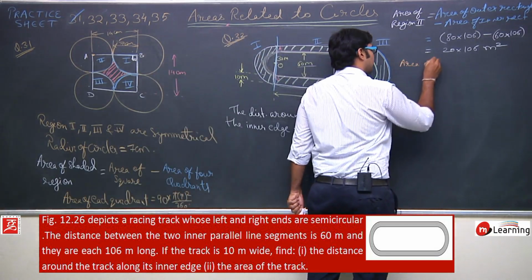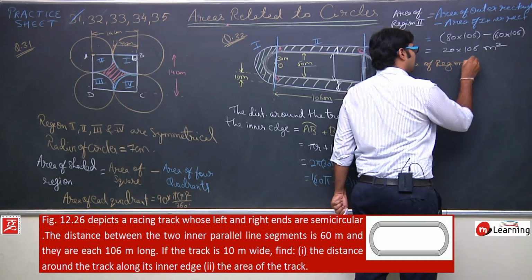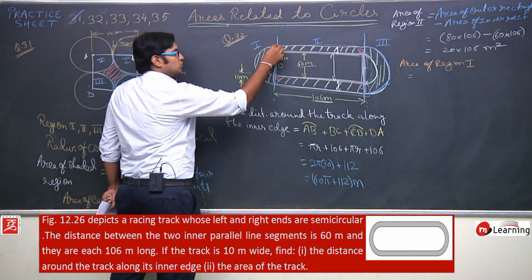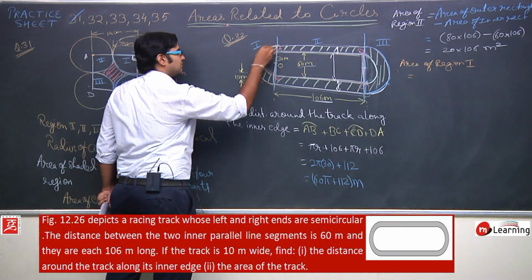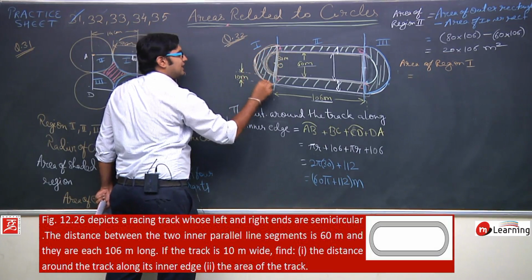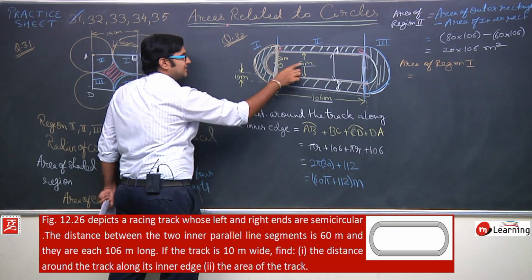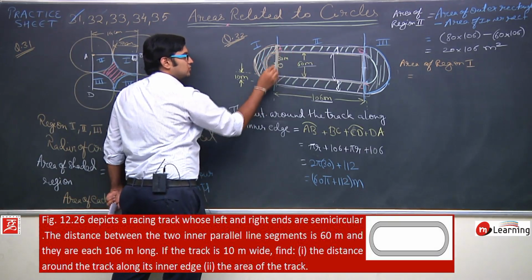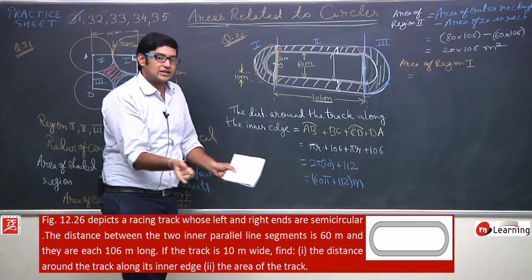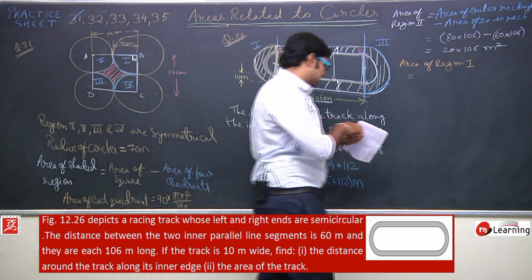Area of region 1 will be equal to what? If you can see, there are 2 semicircles. This is a bigger semicircle and this is a smaller semicircle. Now what is the radius for the bigger semicircle? The length of this diameter for the bigger semicircle is 60 plus 10 plus 10, that is 80. So the radius of the bigger semicircle, or the outer semicircle, will be equal to 40.